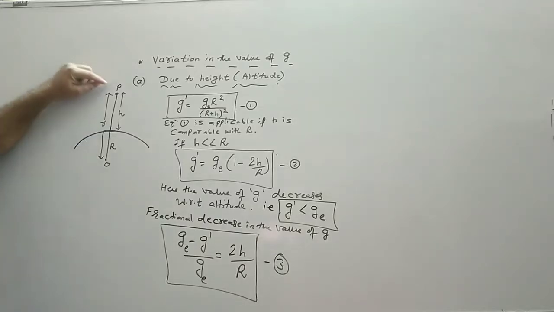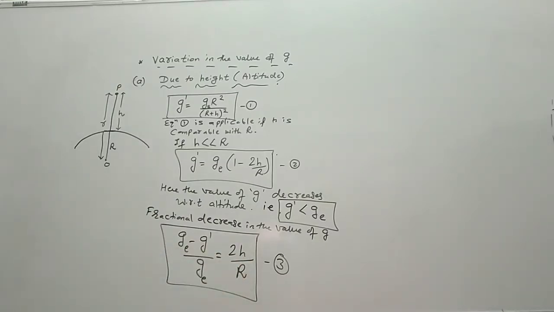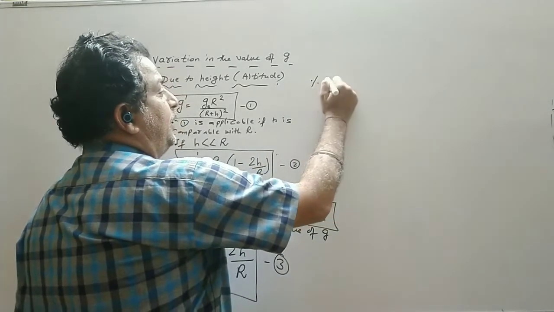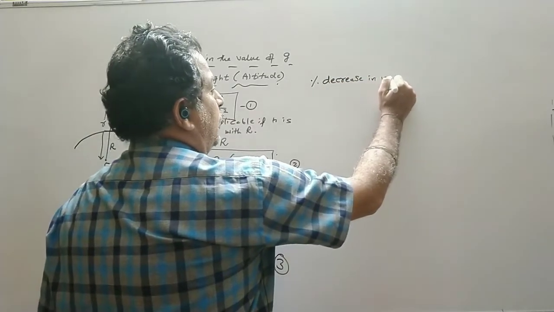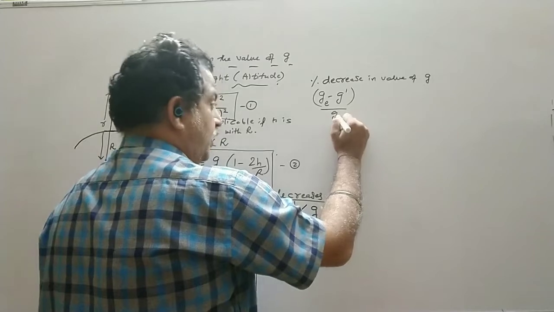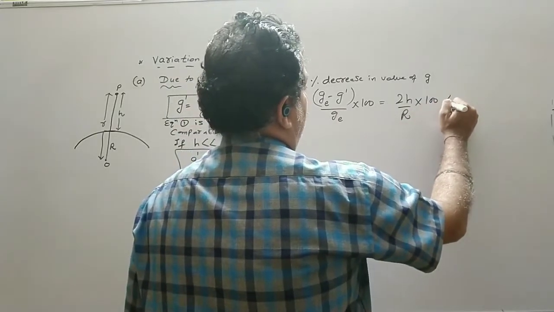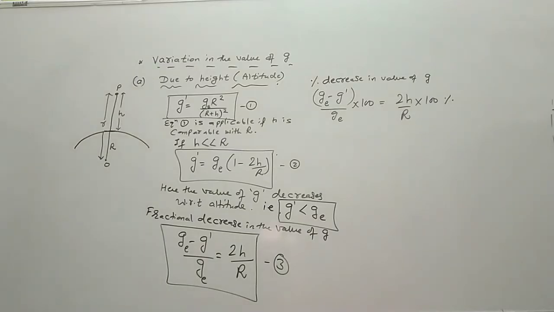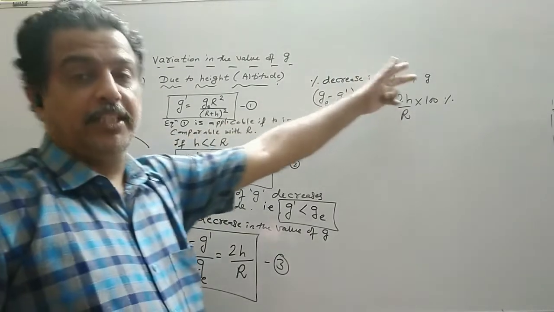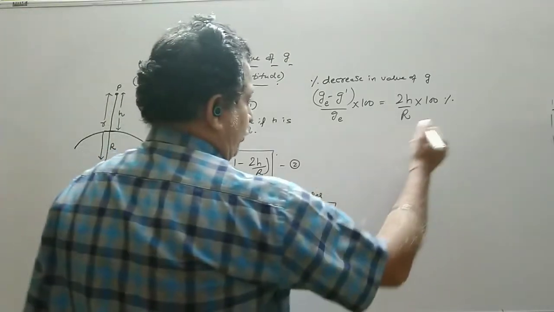If you are moving to a height R from the surface, you substitute R for h here, so R will cancel, and the value of g decreases by 2, and if you multiply by 100, it will be 200 percent. So the percentage decrease in the value of g is ge minus g dash upon ge multiplied by 100, that is equal to 2h upon R into 100 percent. If we want to find the percentage decrease in the value of g, you multiply both sides by 100. So these are the formulas. This is the fourth formula.